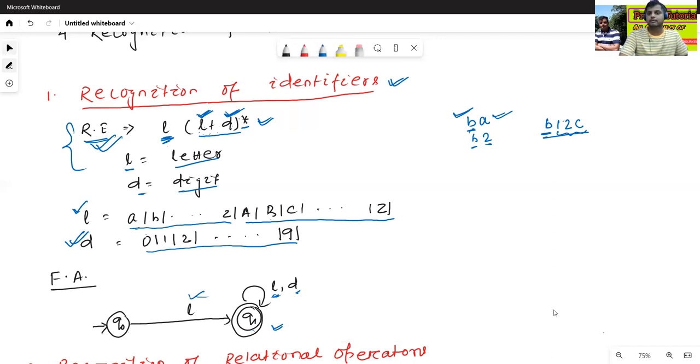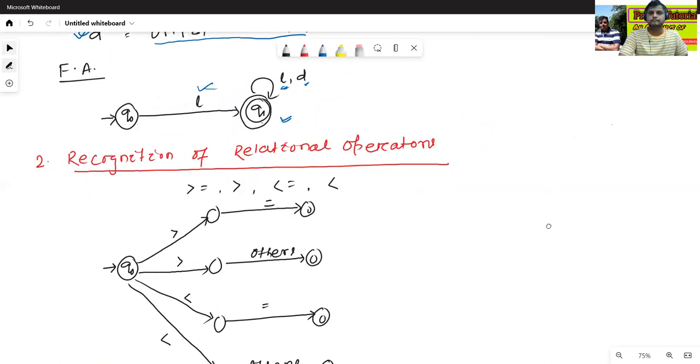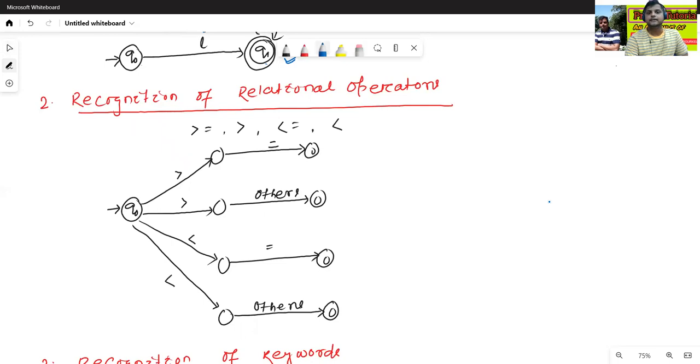Now we'll see one more example: the recognition of relational operators. Relational operators means greater or equal, greater than, less or equal, less than. See here, greater or equals means this is Q0, the initial state, then greater than and equal symbol. Next one is the greater than symbol. Greater than means this is the greater than and others. Others means, suppose the example is greater than 5, this is not A. Greater than 5 means this is the greater than, others means 5.